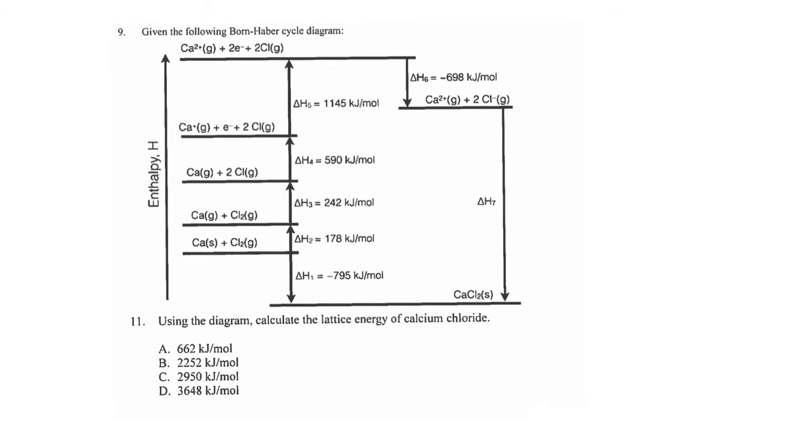So again, using the diagram, can we calculate the lattice energy of calcium chloride? If we want to determine what delta H7 is, what we might do is say, well, what are all these numbers here added together? And so if we see how this diagram here from calcium chloride being formed from calcium and chlorine is minus 795, we need to calculate the energy it takes to get up to here from calcium chloride. So that would be plus 795.